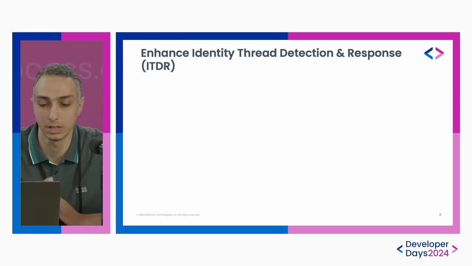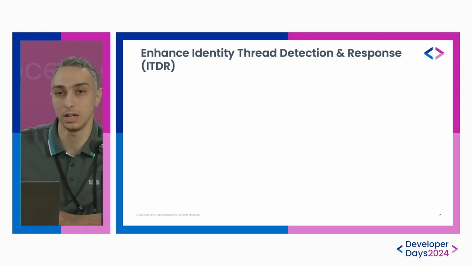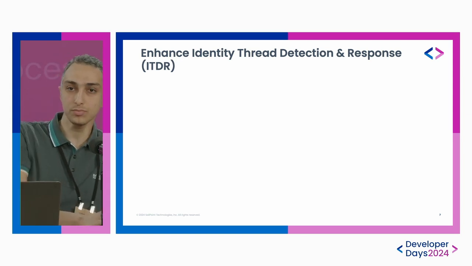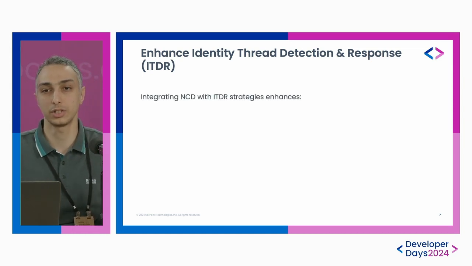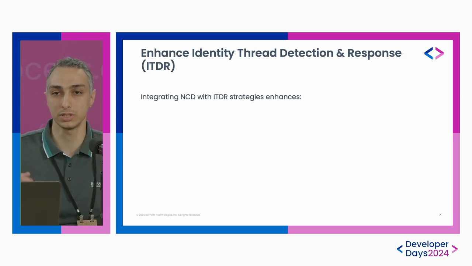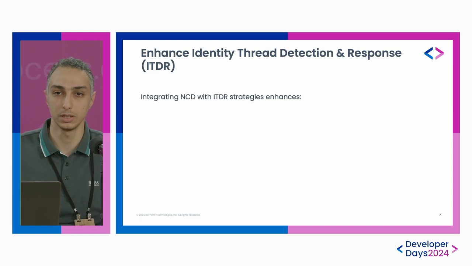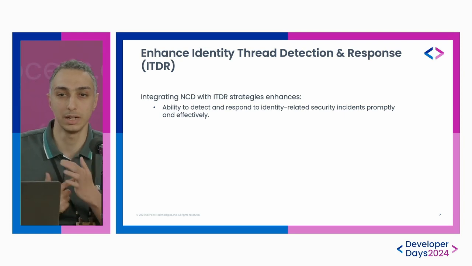It could be a part of the zero trust cybersecurity model, and it adds an extra level of identity and access management security. So how could this help us? While integrating the native change detection with identity threat detection and response, this could enhance the security strategies that you have by, first, giving you the ability to detect and to respond to any security incident promptly and effectively.